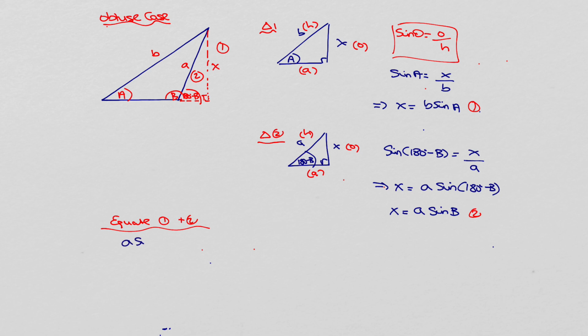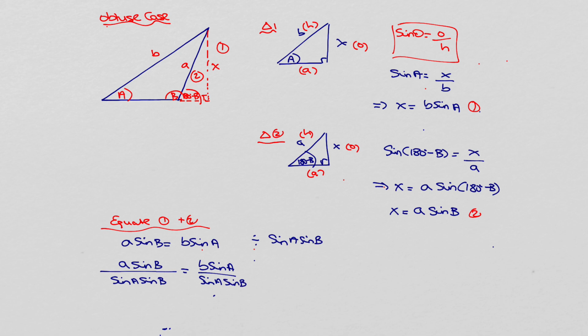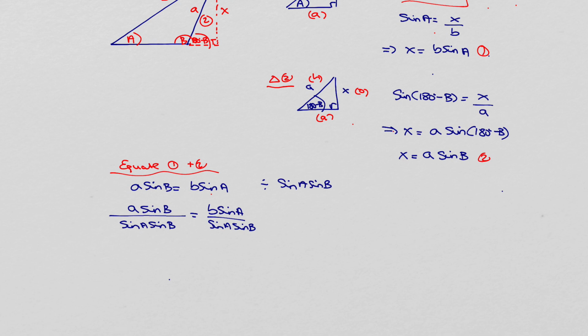And we can say A sine B equals B sine A, divide across by sine A sine B. And we get A sine B over sine A sine B is equal to B sine A over sine A sine B. And then we get our cancelling. So sine B goes into sine B once, sine A goes into sine A once, leaving us with A over sine A equals B over sine B.